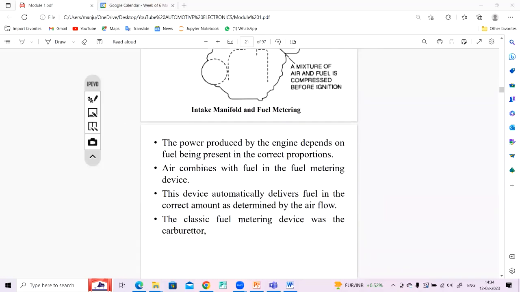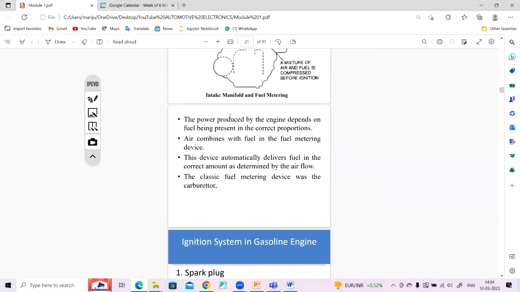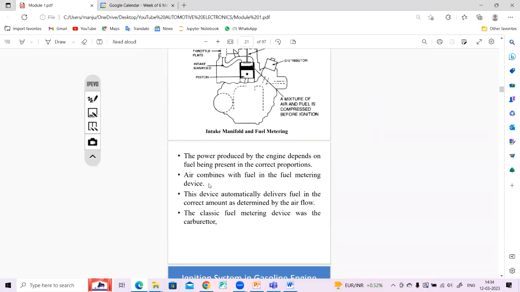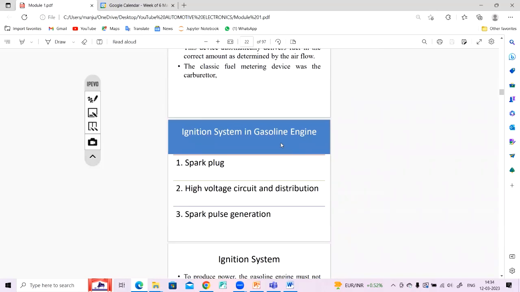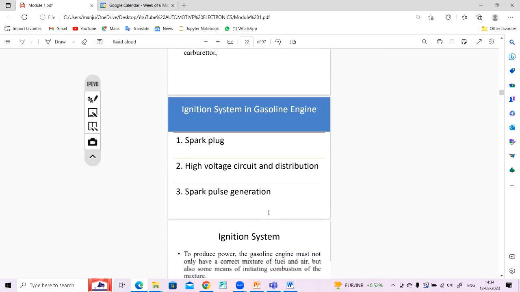So what exactly does it mean? The power produced by the engine depends upon the fuel being present in the correct proportions. Here the air combines with fuel in the fuel metering device, and this device automatically delivers fuel in the correct amount determined by the airflow. Now the ignition system in a gasoline engine: the spark plug, high voltage circuit, and distributor play important roles.